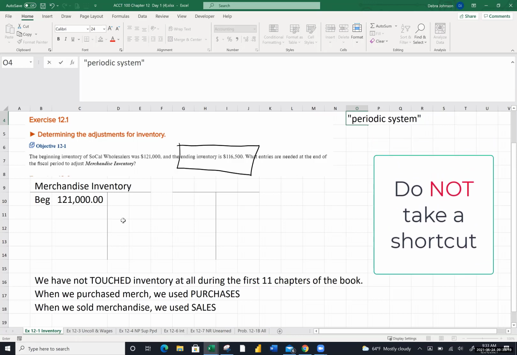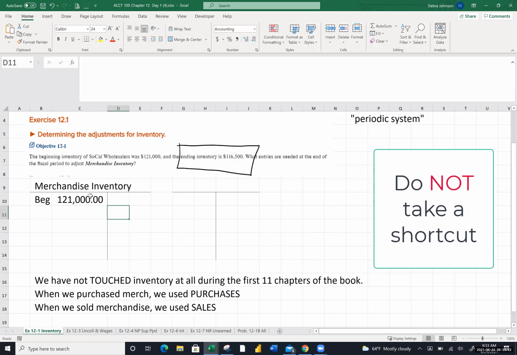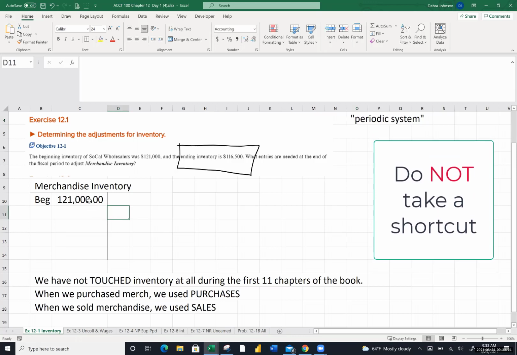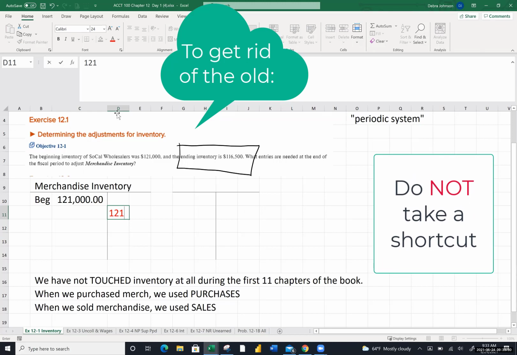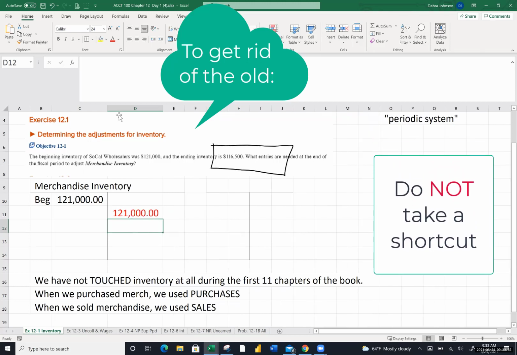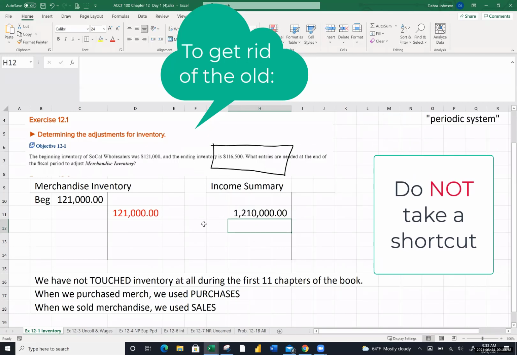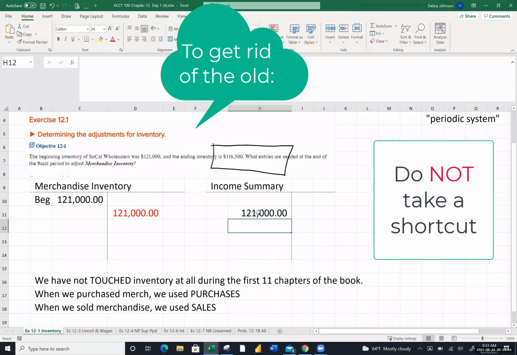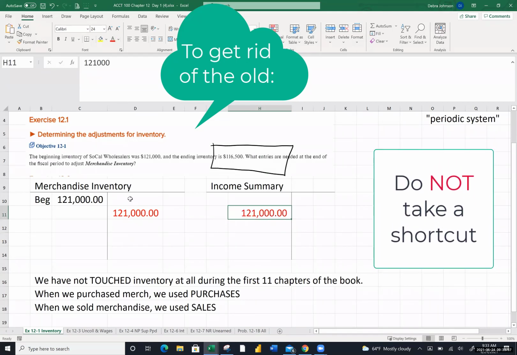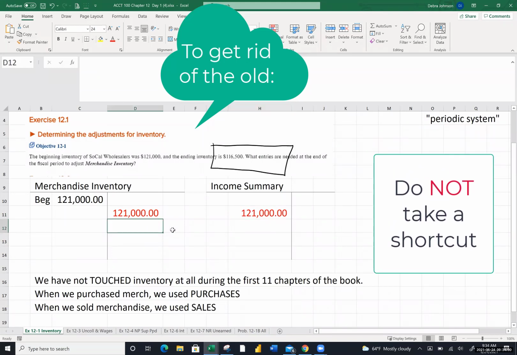To take out the old, if this is sitting at 121,000 and I want to wipe it out, I'm going to credit that account for 121,000 to zero it out, and I've got to put it someplace. So back comes this good old account that you have learned about in the past. We likened it to a junk drawer, and we're going to put it in the income summary account temporarily. What we just did on that red entry is take out the old.